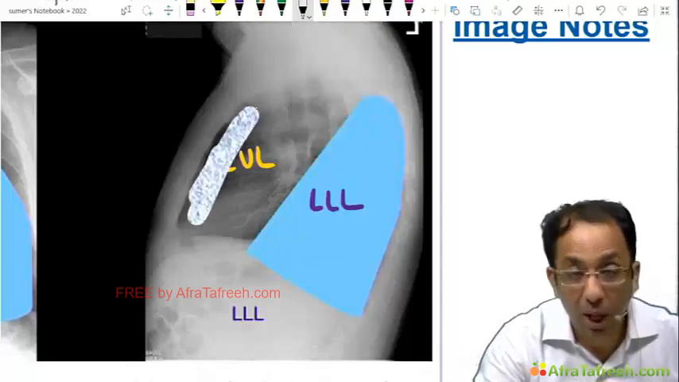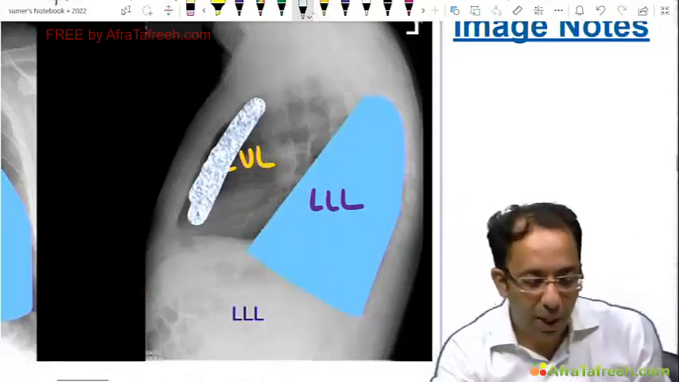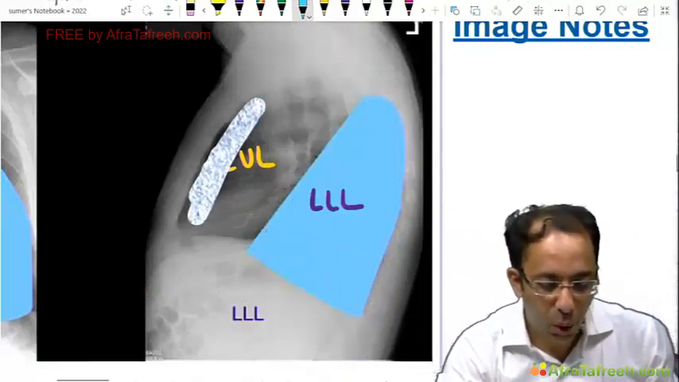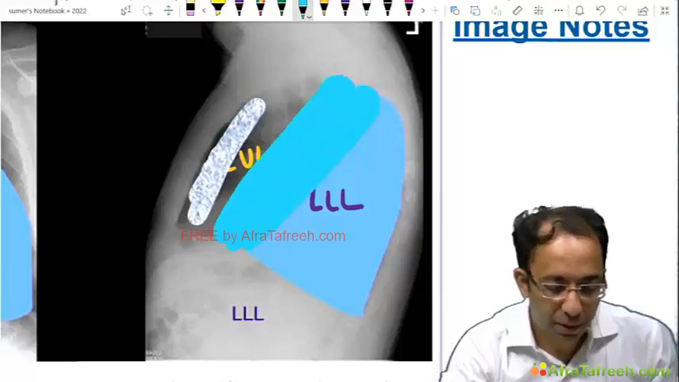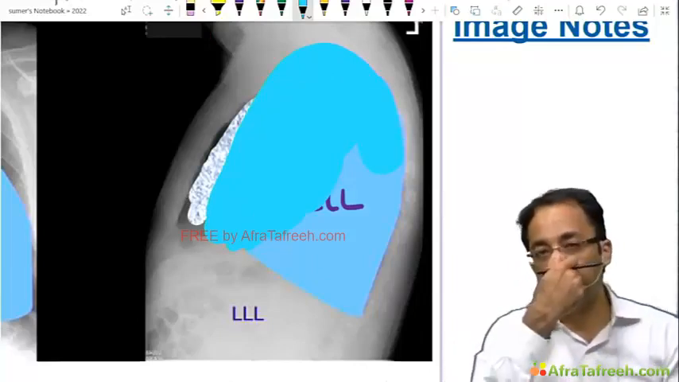Suppose this is your collapsed left upper lobe. If the left upper lobe collapses, what will happen to the lower lobe? The lower lobe will hyperinflate. The oblique fissure will move anteriorly and the lower lobe will hyperinflate.